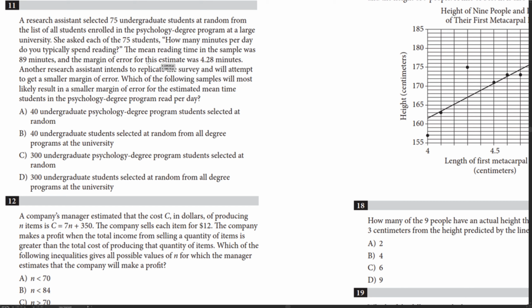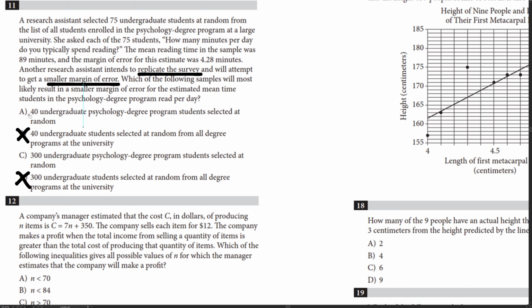So first I'm going to start off with the margin of error. She wants a smaller margin of error and she wants to replicate it. So we have to look at these choices and determine which sample will result in a smaller margin of error. The first thing I'm going to look at is the differences in the question. The first one has psychology and the second one has all degree programs. If we're focusing only on psychology, then we will get less variance and as a result the margin of error would be smaller. So B is incorrect.